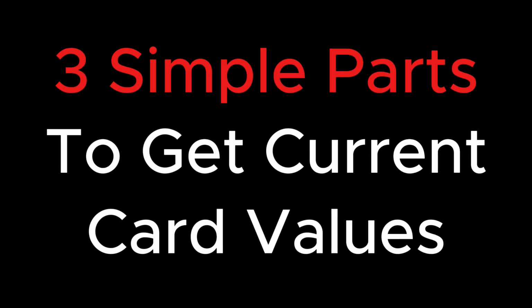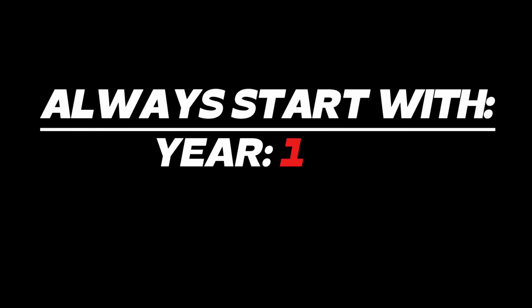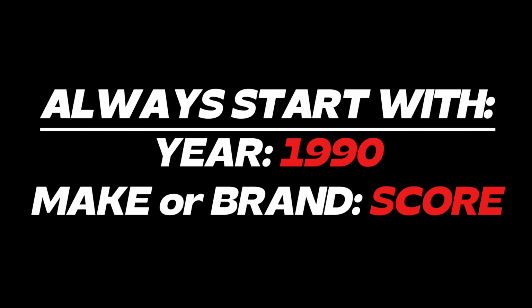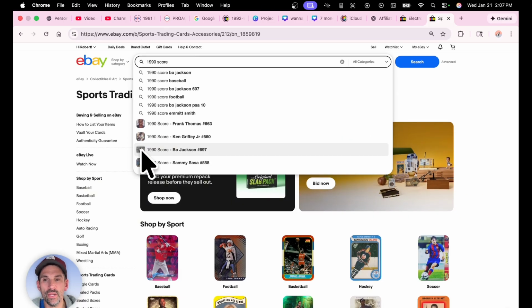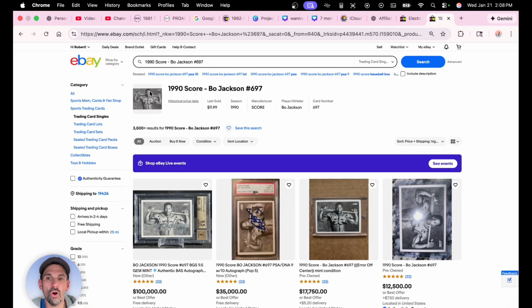Three main components for me. Number one, I'm starting with the year and make of the card. So it's a 1990 Score. And when I hit in this search bar, I have this little picture here in the list of search terms. So when I hit that, here is the picture of the card. And with that picture comes all of this information: last sold for, the information about the card number, the athlete.